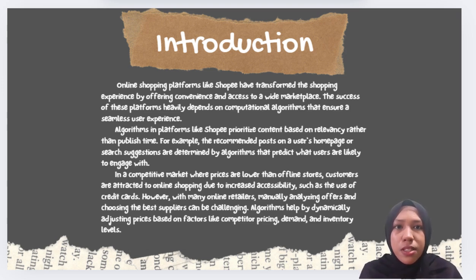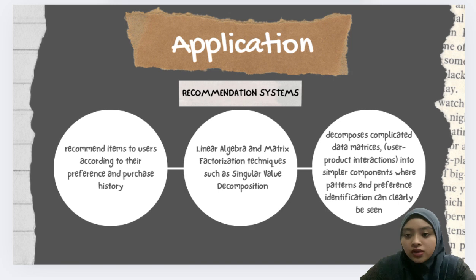In a competitive market where prices are lower than offline stores, customers are attracted to online shopping due to increased accessibility, such as the use of credit cards. However, with many online retailers, manually analyzing offers and choosing the best suppliers can be challenging. Algorithms help by dynamically adjusting prices based on factors like competitor pricing, demand, and inventory levels. The application of computer mathematics.